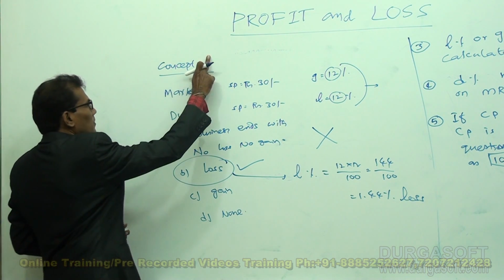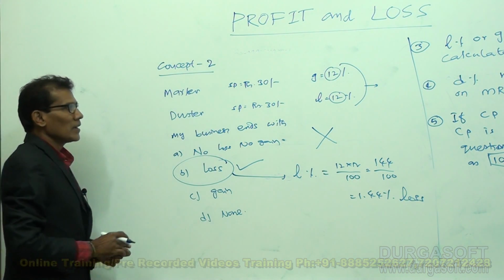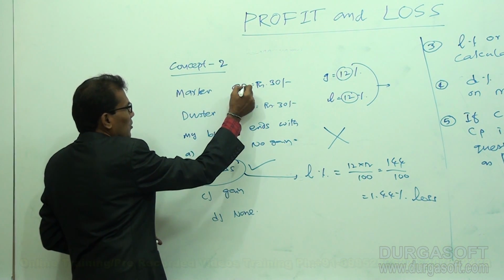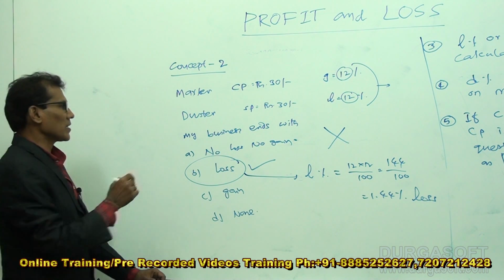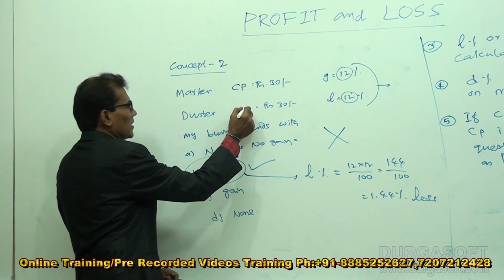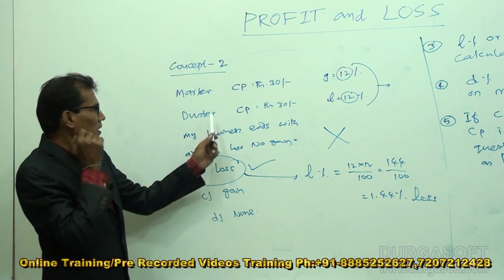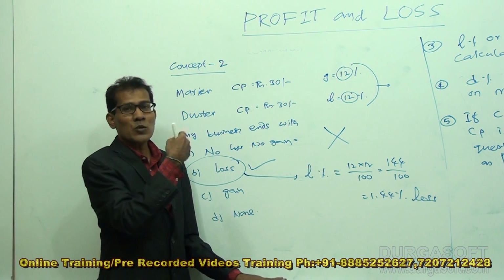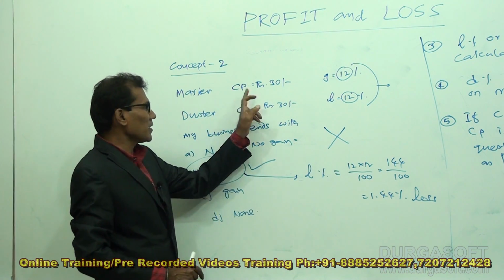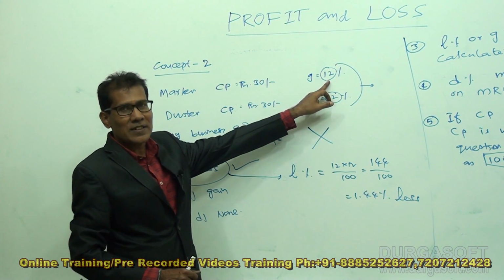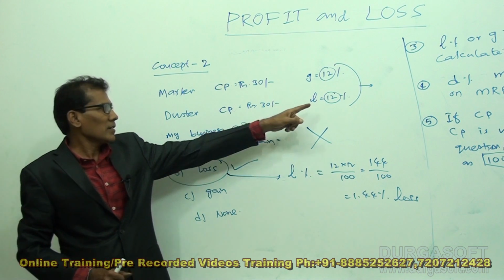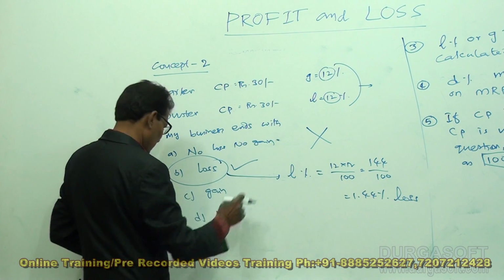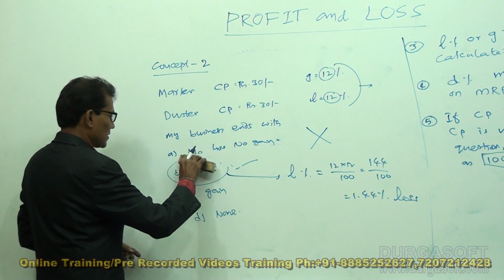And coming to concept 2. In this case, I bought the marker at 30 rupees. Means I purchased a marker. Even I purchased my duster at 30 rupees. After some time I sold. When I sold the marker at 30 rupees, I made a gain of 12%. When I sold the duster, I made a loss of 12%. Now my business ends up with, again you are given the same options.